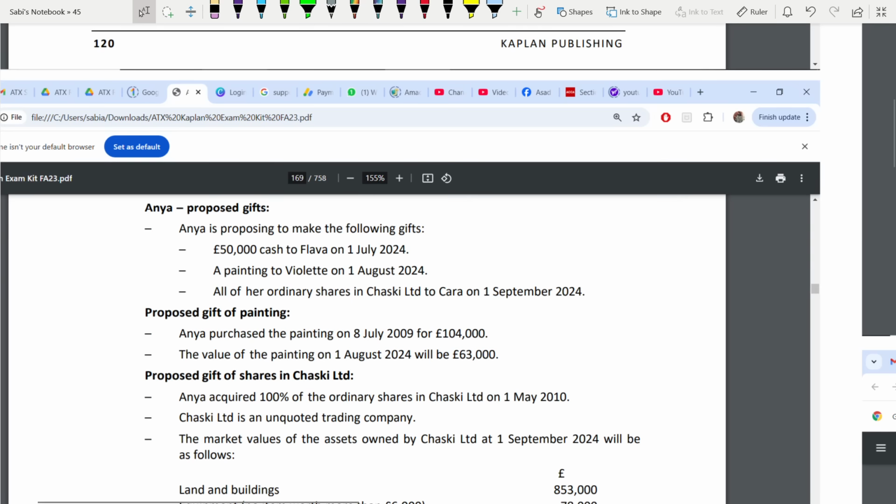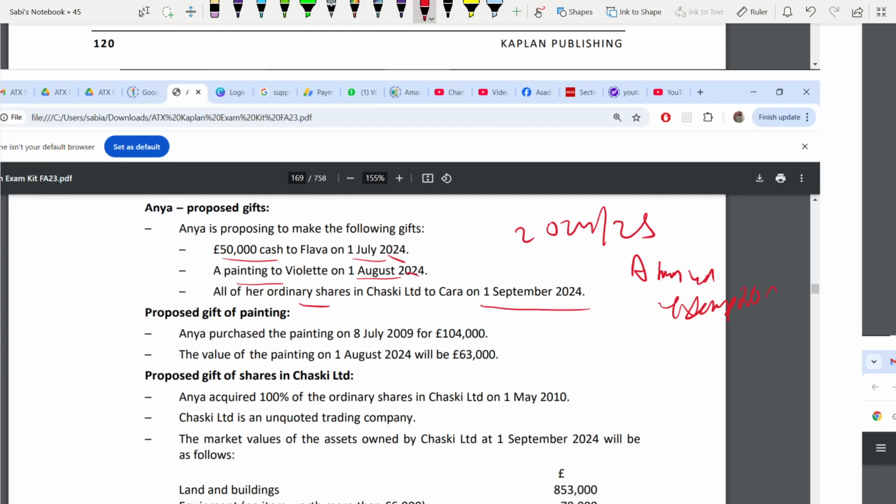Now, what are the proposed gifts? 50,000 cash to one of the grandchildren and a painting. This is on 1st August 2024. If you check the years, both the gifts fall in the same tax year, 24-25. So you have to be very careful when you are doing the annual exemption, because the annual exemption you can claim only once for that tax year. You can't claim for both the gifts. And all of her ordinary shares on 1st September 2024. Three gifts, okay, the shares to Kara.